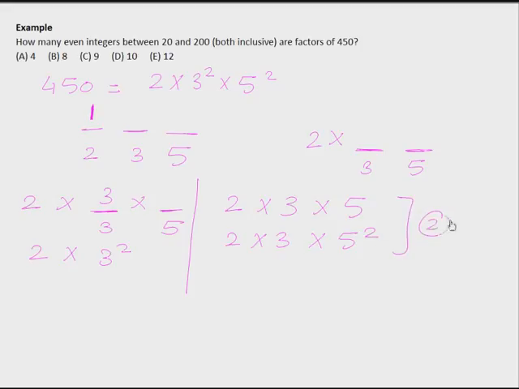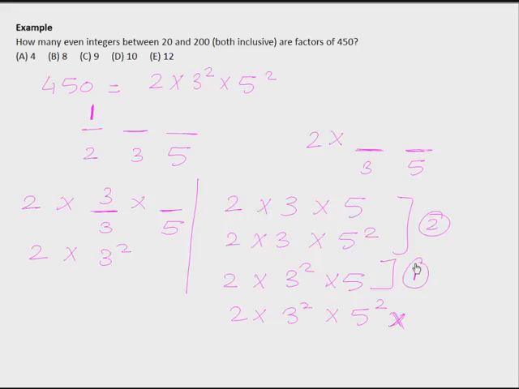That gives me 2 factors with 2 and 3. Or I can take 2 and 3 square and with it I can take a 5. Or I can take 2 and 3 square and with it I can take a 5 square. Can I? No, because now if I take 2, 3 square, 5 square, that's the entire number 450 and that is greater than 200. So this one is also not allowed. So there's only one more factor I can take with 2 and 3 square.